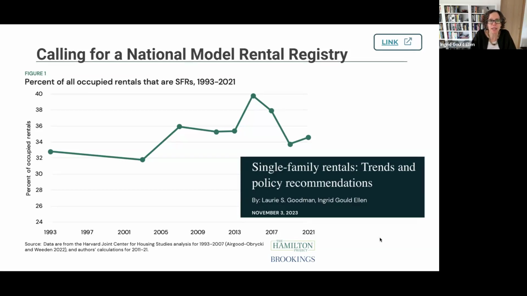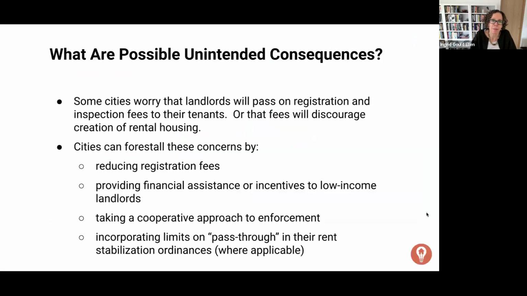But if you can go on to the next slide. There certainly are some potential downsides to these registries. There are affordability concerns: these registries generally charge some fees, and landlords will pass those on to tenants, or ultimately just discourage the creation of rental housing.